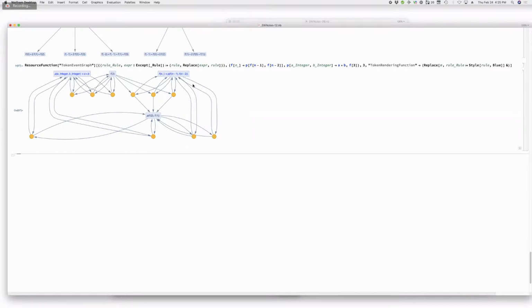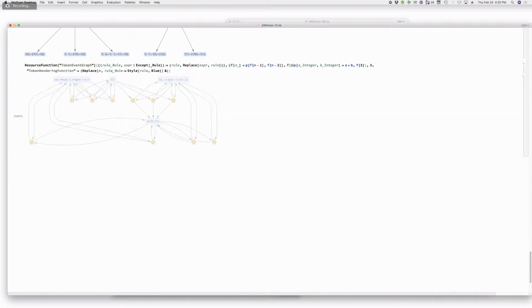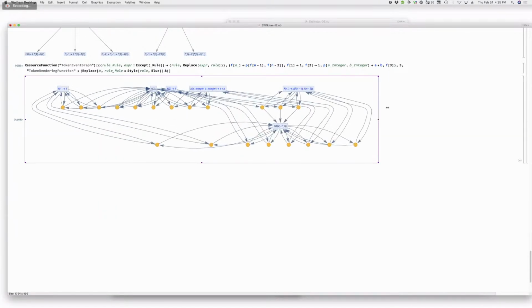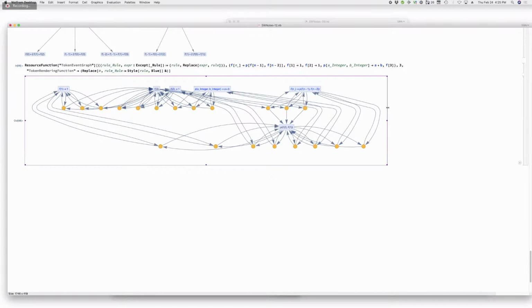Okay, so what's happening here is f of 3 combined with that rule turns into p of f of 2, f of 1. Okay, I think we want the end conditions as well, don't we? In order to make this sensible. So let's give the end condition f of 1, arrow 1, f of 2, arrow 1. Oh my gosh. Look at this creature.